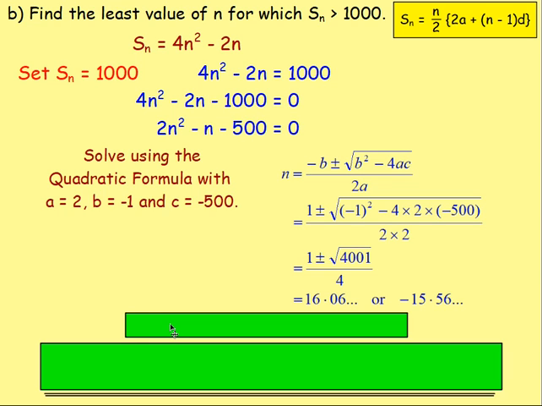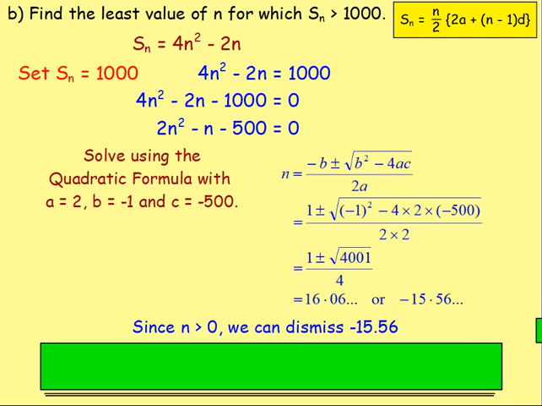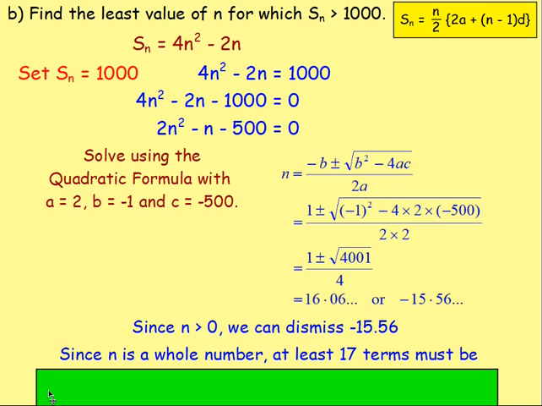We know that n is a term in the sequence, so which term is it? Well, it's going to be the first term or the second or the third or the fourth. It is not going to be a negative number. N has to be bigger than 0, so we can dismiss this negative 15.56. So since n is a whole number, we know then it's going to be this 16.06, and it's the 16.06th term that will give us 1000.